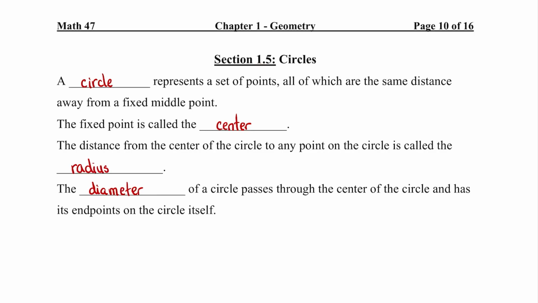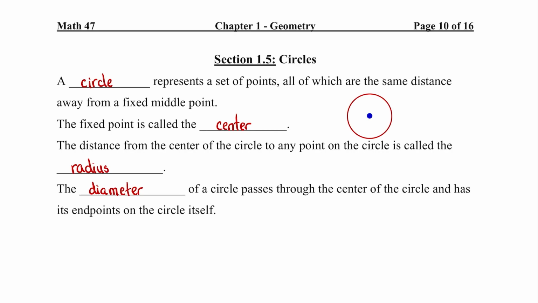Section 1.5, Circles. A circle represents a set of points, all of which are the same distance away from a fixed middle point. The fixed middle point is called the center. This is a circle, and this is the center. The distance from the center to any point on the edge of the circle is always the same.